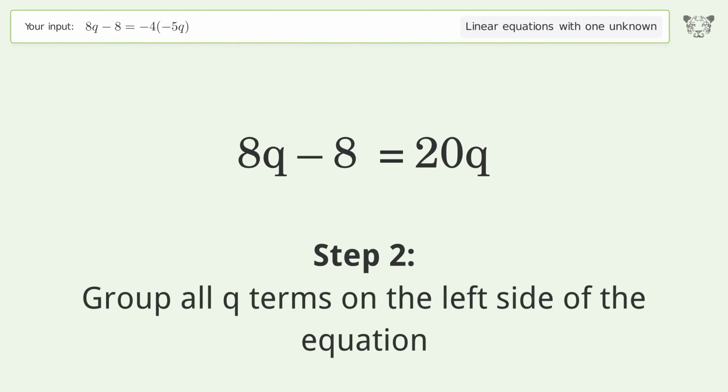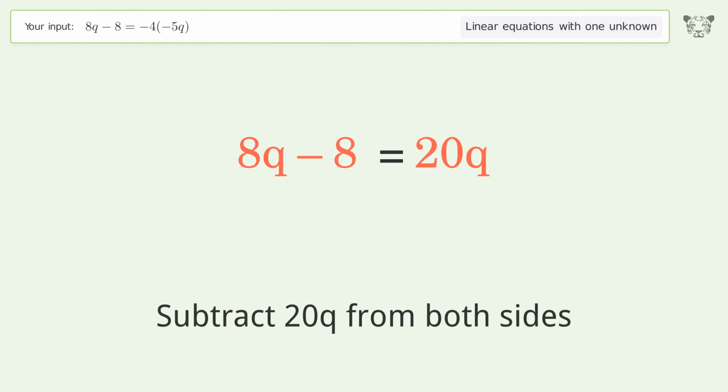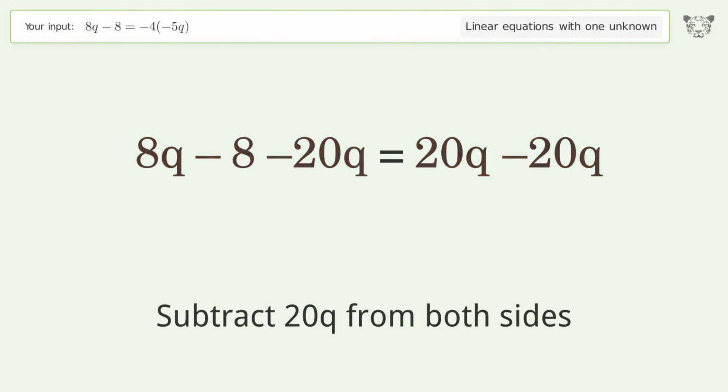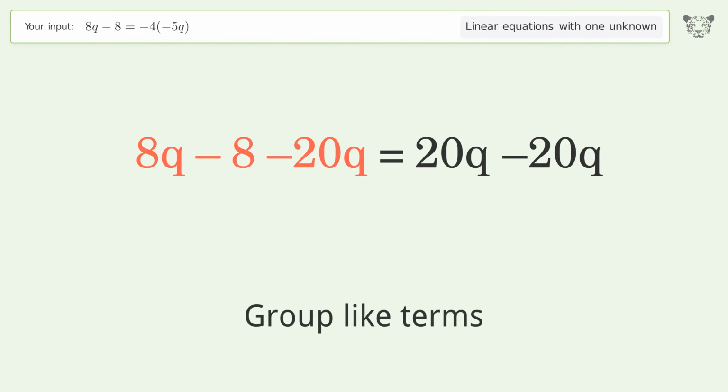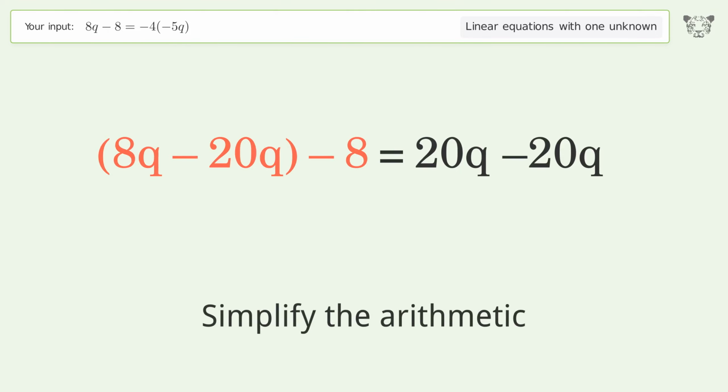Group all q terms on the left side of the equation. Subtract 20q from both sides. Group like terms. Simplify the arithmetic.